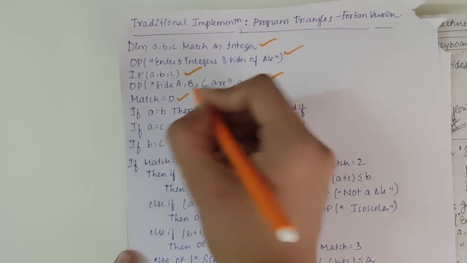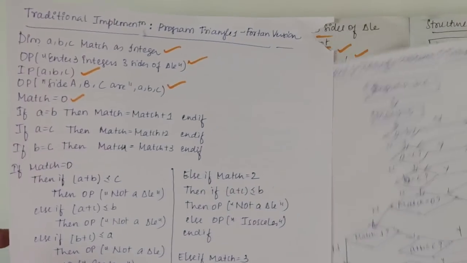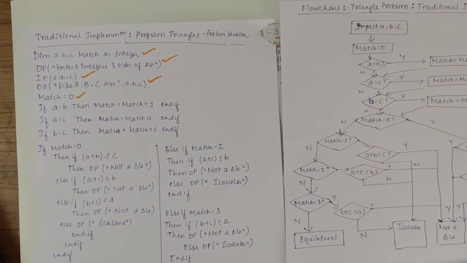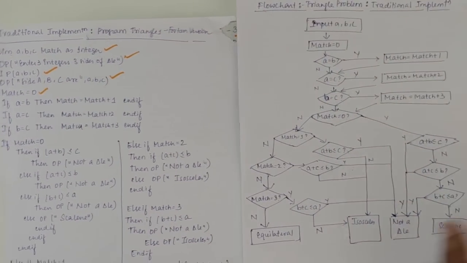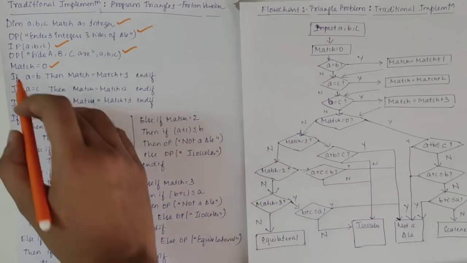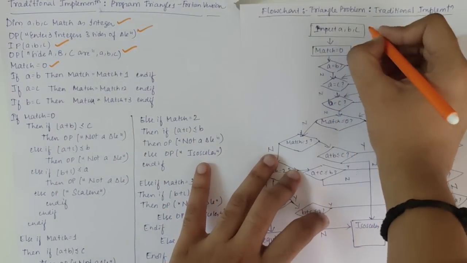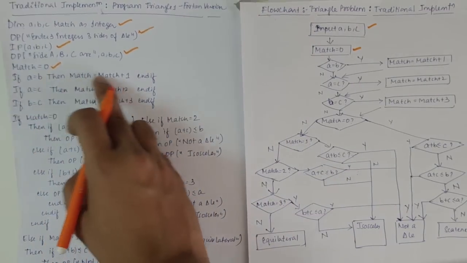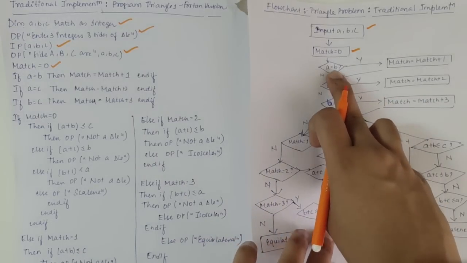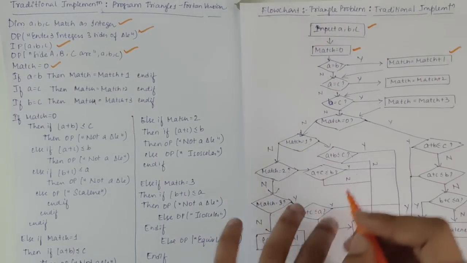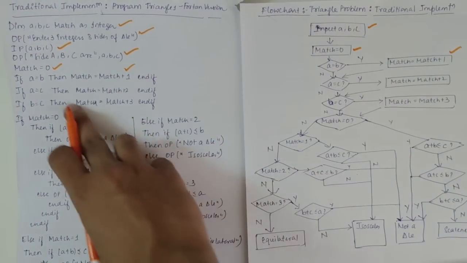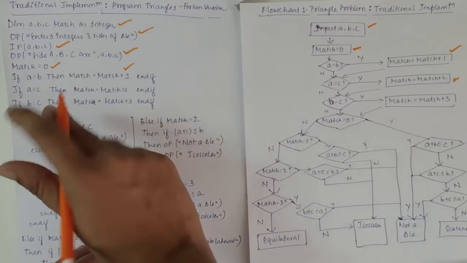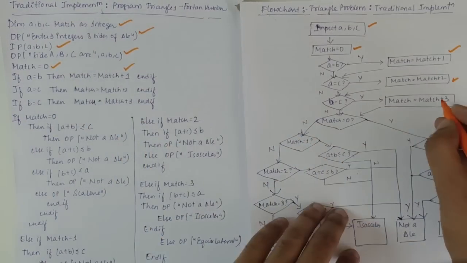Then we are initially taking match as 0. So I took the input A, B, C and I took match as 0. Next, if A is equal to B, then match is equal to match plus 1. If it satisfies, then match is equal to match plus 1. End if, done. Next we have A is equal to C. If A is equal to C, match is equal to match plus 2. Match will increment. Then we have B. If B is equal to C, match is match plus 3.